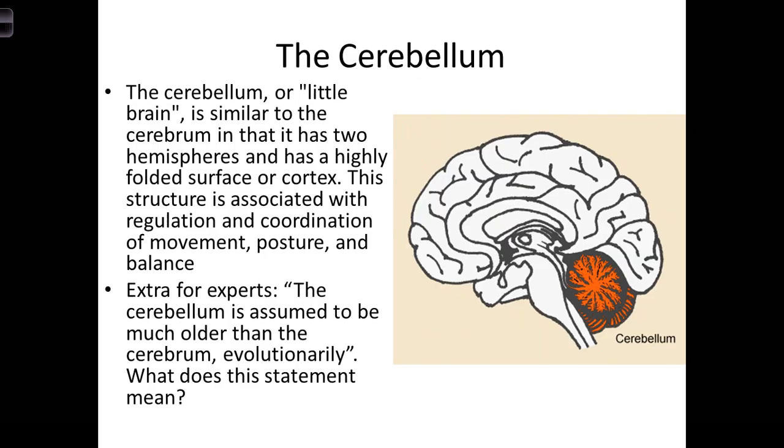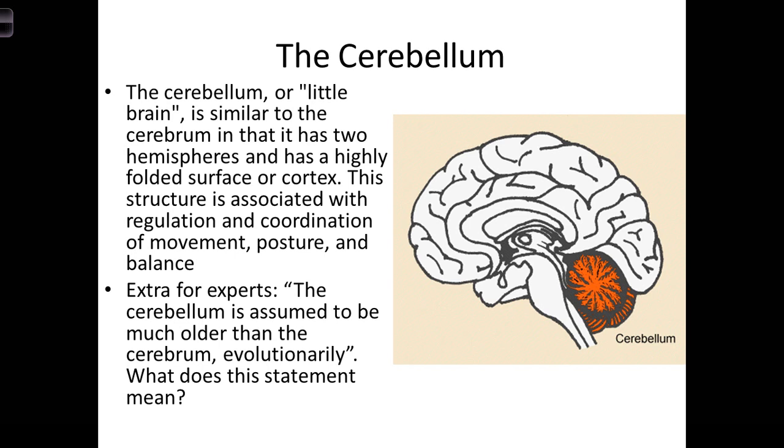Alright, the cerebellum, or the little brain. The little brain is similar to the cerebrum. It has two hemispheres, a left and a right, so either side of the brain. And this is really associated with the regulation of coordination and movement, posture, balance, things like that. So this is what keeps you upright.